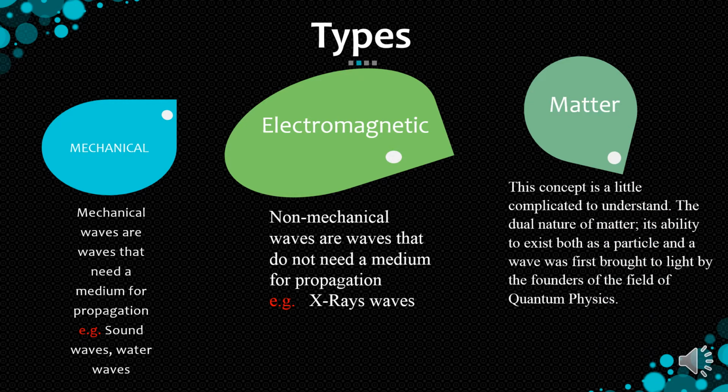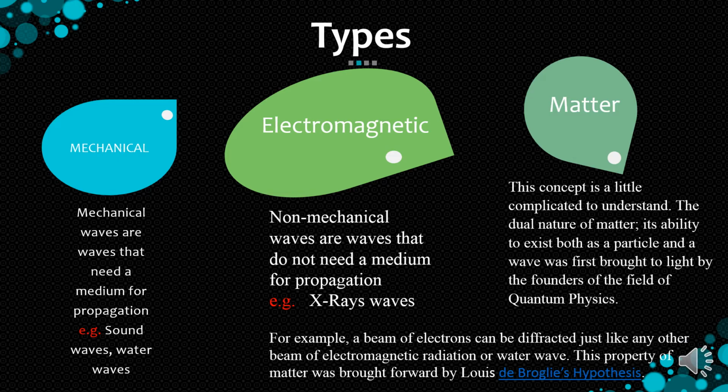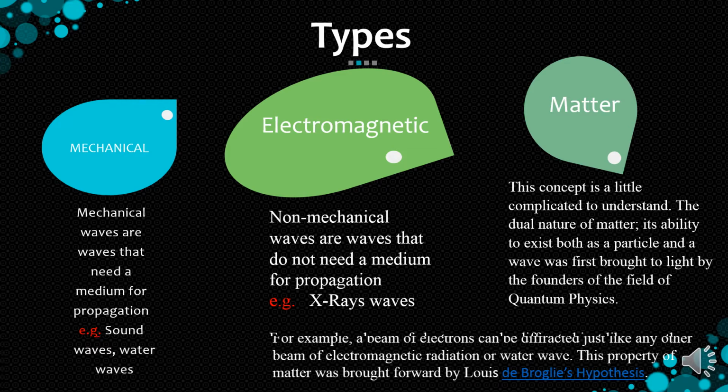The last one is a typical one, which are called matter waves. This concept is a little complicated to understand. The dual nature of matter, its ability to exist both as particle and a wave, was first brought to light by the founders of the field of quantum physics. For example, a beam of electrons can be diffracted just like any beam of electromagnetic radiation or water wave. This property of matter was brought forward by Louis de Broglie's hypothesis.